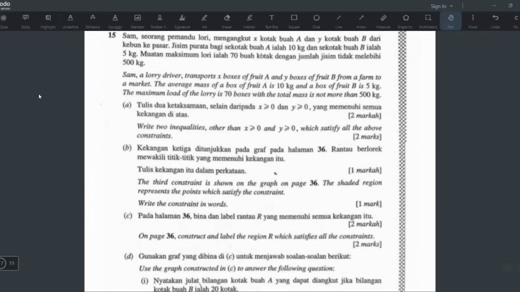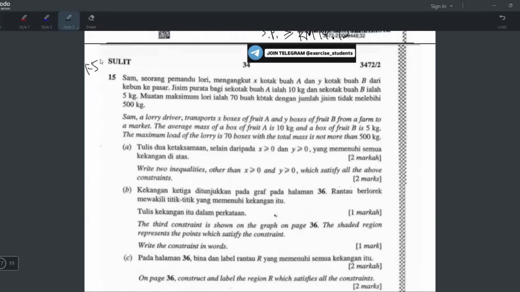This one is clearly linear programming from chapter 7. Dalam bahasa Melayu, pengaturcaraan linear. Okay, let's read. Sam, a lorry driver, transports X boxes of fruit A and Y boxes of fruit B from a farm to market. The average mass of a box of fruit A is 10 kilos and fruit B is 5 kilos. Maximum load of the lorry is 70 boxes with a total mass not more than 500. A, write three inequalities which satisfy all the above constraints.